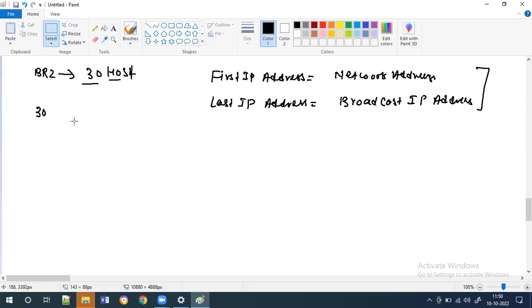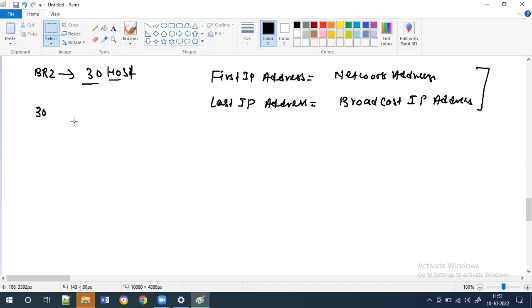You are going with /30. In /30, the first IP address is the network address, the last IP is the broadcast IP address, and these two IP addresses cannot be assigned. Right? So that means 2 IP addresses are gone, so 28. But what is the requirement? 30. Right? That is why we add +2 to the maximum number of hosts.